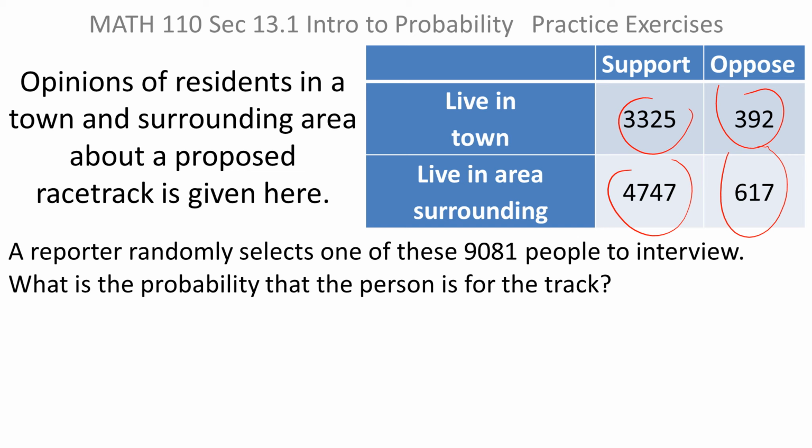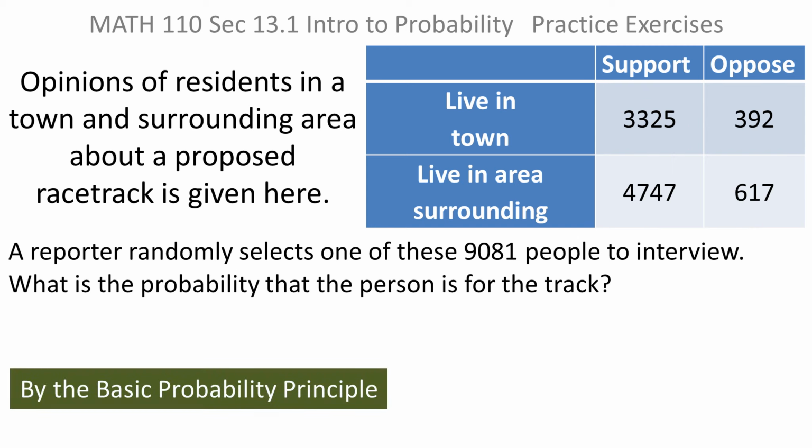The question is, what is the probability that the person is for the track? If you pick one at random, this would be like a 9,081 card deck of cards, and you're picking one card out. A person could be like a card. You sort of think in analogies. If you know how to do something with one thing, if you can make an analogy with the new problem, you can see that the same strategy will work.